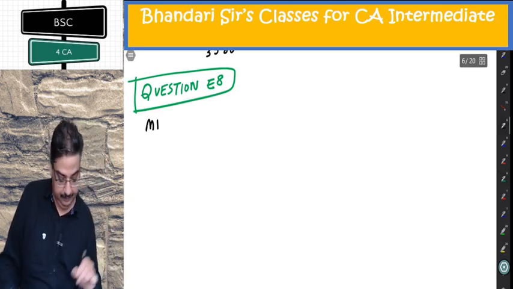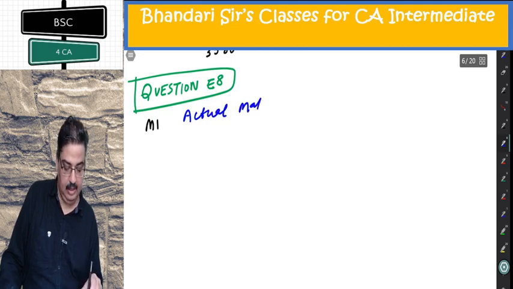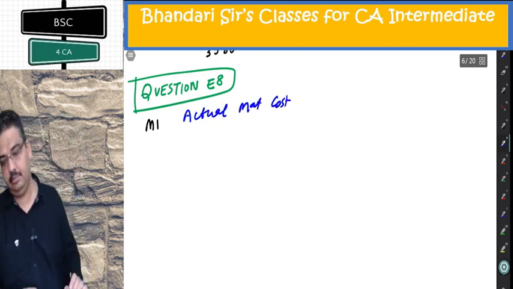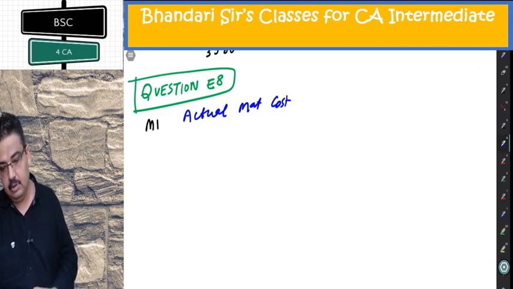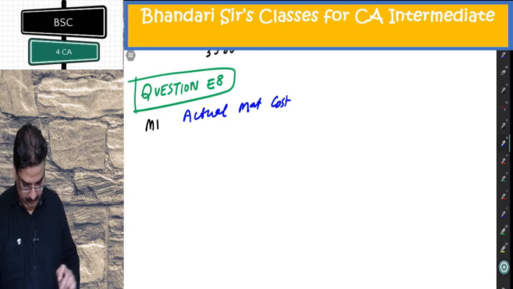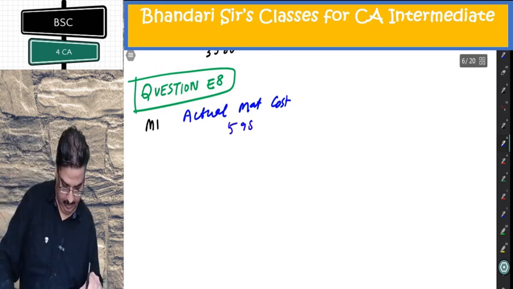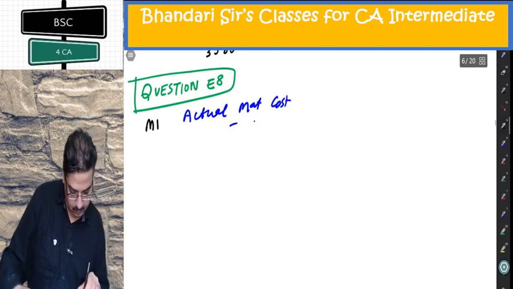So M1, actual material cost. You are given the amounts there. I need to add only the 38,700 plus 21125. I'm getting 59,825.